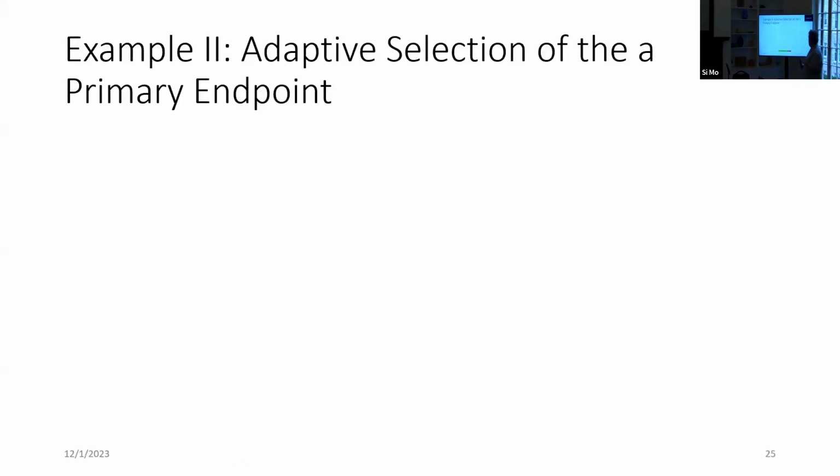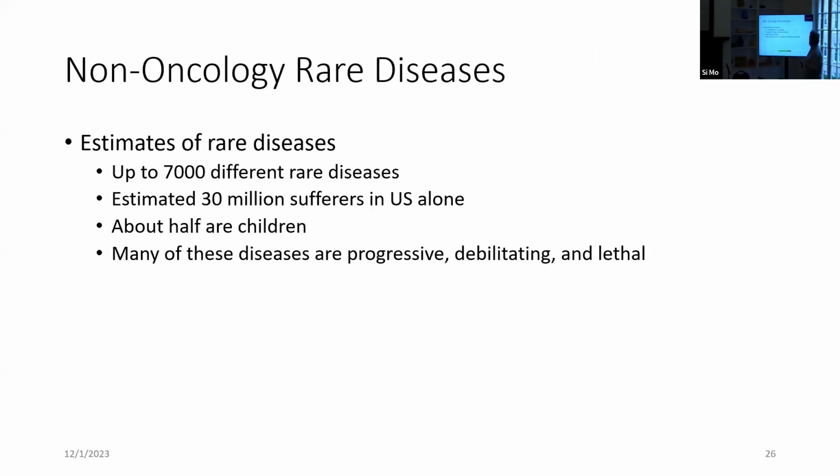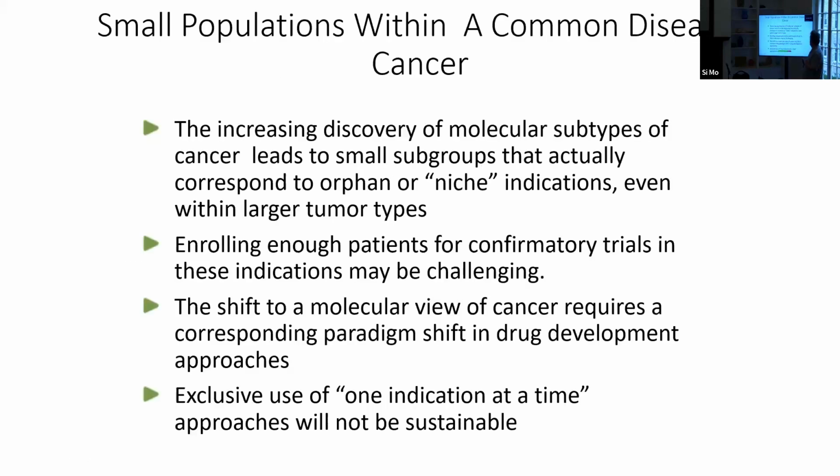Next slide, please. So the second example I'll go through very quickly is adaptive selection of a primary endpoint. And this is a happier story. This paper was published this year, and I'll go into it really fast. So this is for rare diseases. There are about 7,000 or 8,000 rare diseases that affect 30 million people in the United States. About half are children, and quite a few of them are progressive, debilitating, and lethal. So these are parents who are watching their children die slowly before their eyes. Within cancer, we're seeing many subgroups that are molecularly defined, where cancer is now a collection of rare diseases as well.